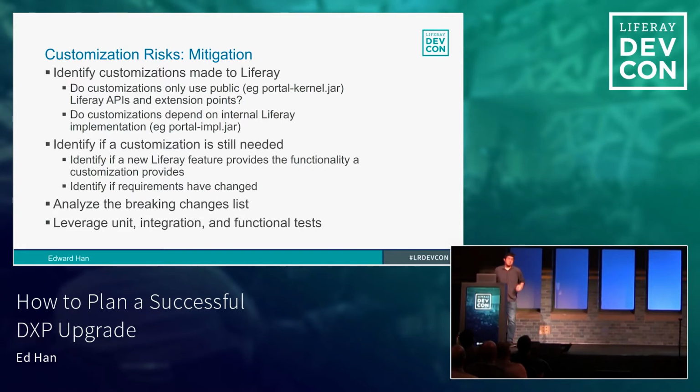So how do you mitigate these risks? There's a lot of them when you start talking about the customization risks. The big one is to identify the customizations that have been made to Liferay. For example, you need to ask yourself, do these customizations use only the public API? For example, the classes that are inside of Portal kernel.